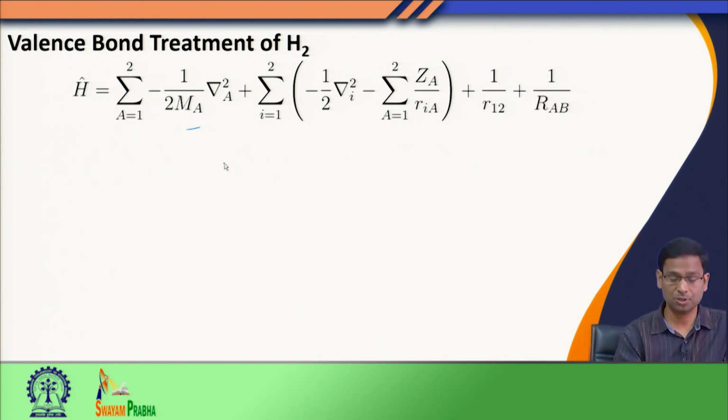Within the Born-Oppenheimer approximation, we can ignore the kinetic energy of the nuclei. That means we look at the electronic part of the Hamiltonian by fixing the 2 hydrogen nuclei at a certain value of capital R, which is the nuclear distance. When we do that, the nuclear kinetic energy becomes 0 and the nuclear repulsion becomes a constant. The terms over here are 1-electron operators, and the electron repulsion is a 2-electron operator.